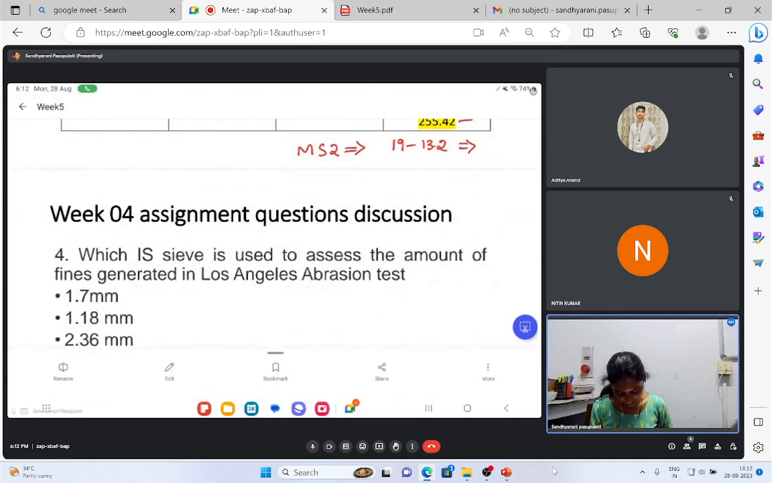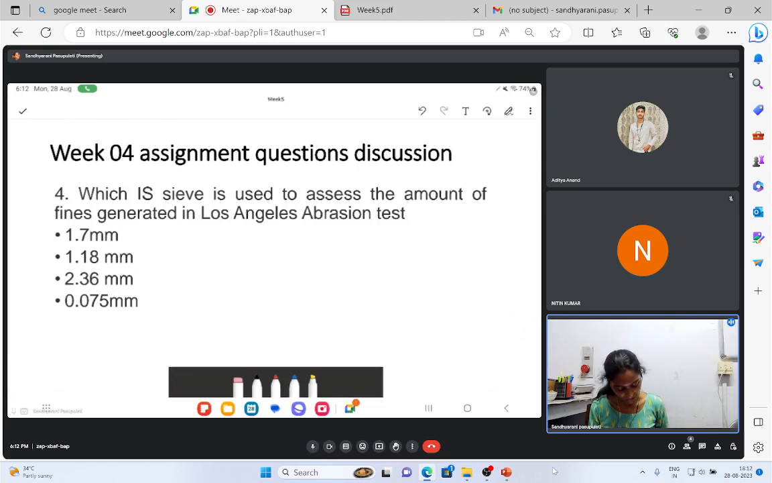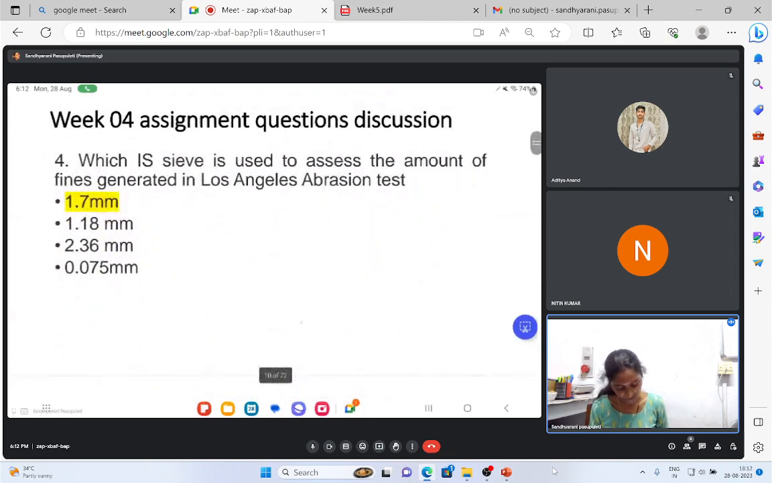And the fourth question is, which IS sieve is used to assess the amount of fines generated in the Los Angeles abrasion test? Los Angeles abrasion is one of the abrasion tests. There are other tests also. In this test, after subjecting the aggregates to abrasion, at the end we take a 1.7 mm sieve and we try to understand how much of the aggregate is getting abraded or getting into fines. That we understand by sieving through the 1.7 mm sieve.